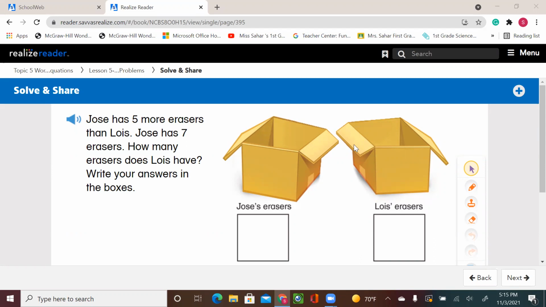We are in topic 5, lesson 6, solve addition and subtraction word problems. So please open your book, page 233, and see what we have. Jose has 5 more erasers than Lois. Jose has 7 erasers. How many erasers does Lois have? Write your answers in the boxes. All right, let's watch our video.